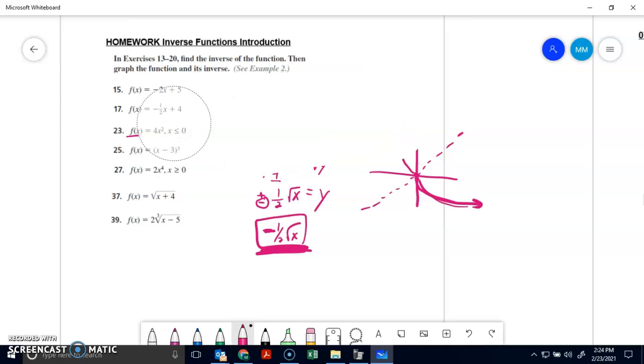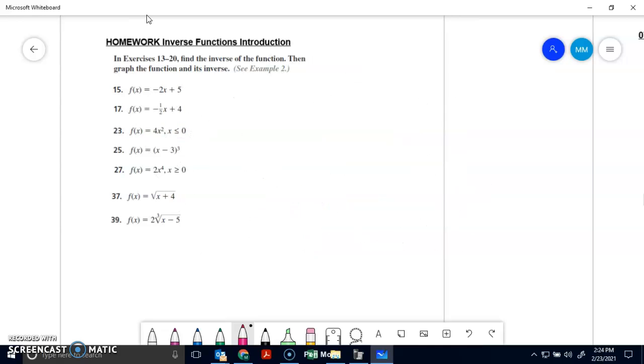Okay, so let's go to 25. So I would say solve this by switching x and y. And then I'm going to get rid of the cube by taking the cube root of both sides. So I have the cube root of x equals y minus 3. And then I'm going to add 3 over.